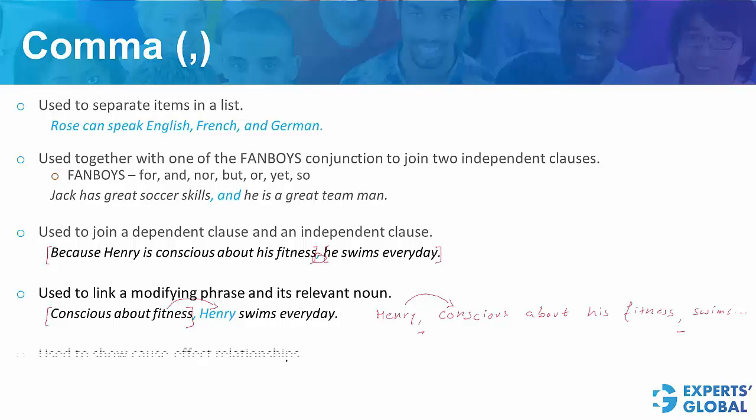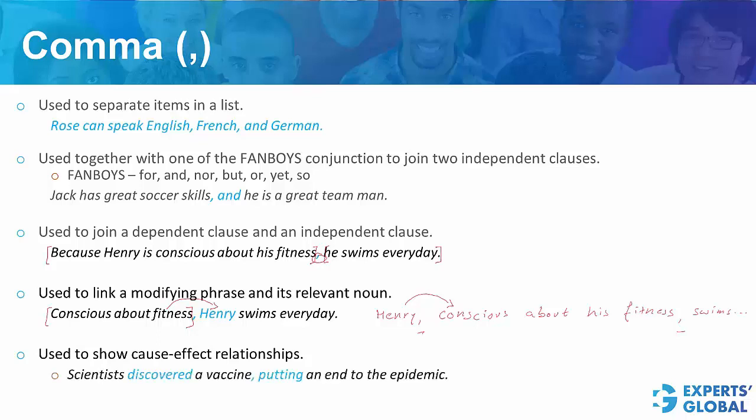Next usage of a comma is to show cause-effect relationships. Let's understand this through an example. You see, this part of the sentence is the cause, scientists discovered a vaccine, and the following part is the effect. So cause, comma, effect. So this construction, introduction of a present participle, the verb plus ing after a comma, shows a cause-effect relationship. Otherwise, imagine multiple words would be needed. Something like "scientists discovered a vaccine and as a result put an end to the epidemic." This construction here, simply a comma and then a present participle, concisely conveys a cause-effect relationship.